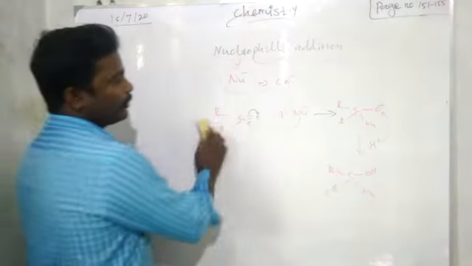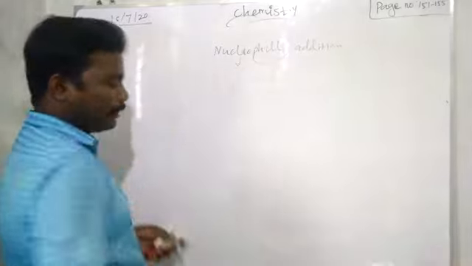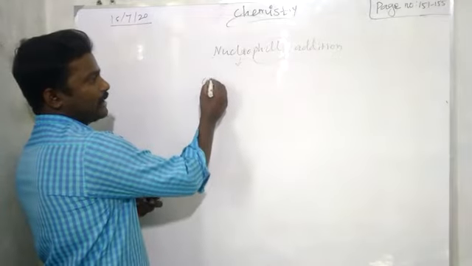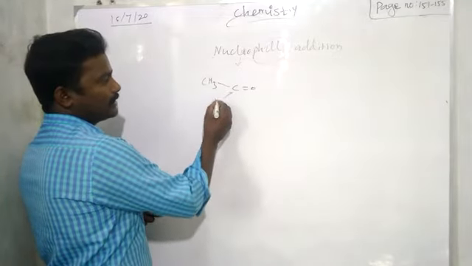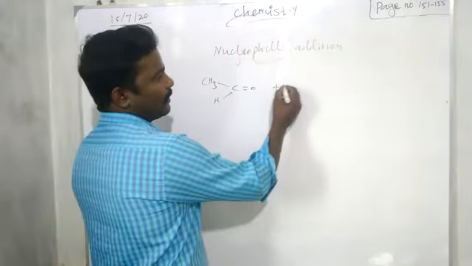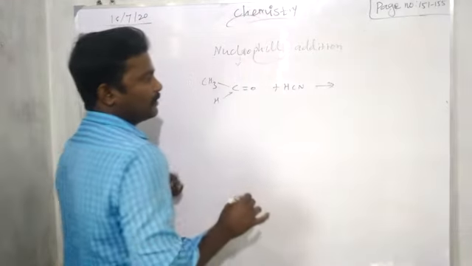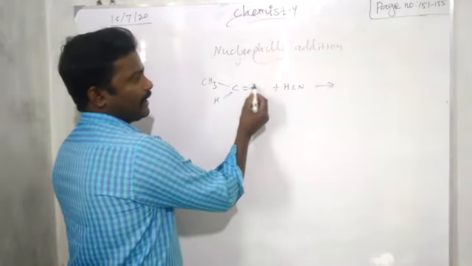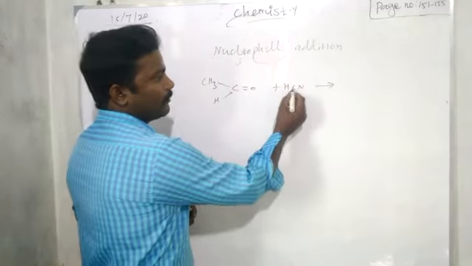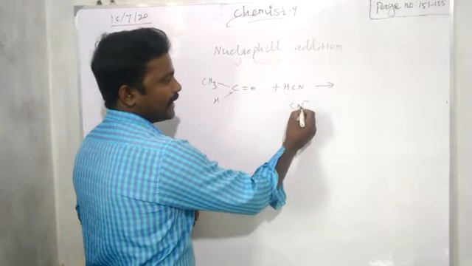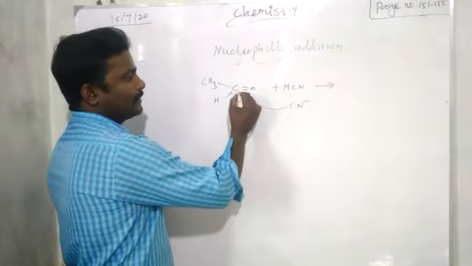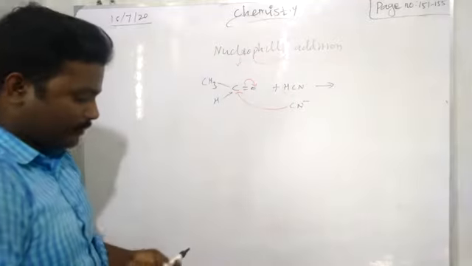The first one, we are going to take the nucleophile hydrogen cyanide, HCN, with acetaldehyde, CH3C double bond OH. The same reaction we have already seen in nucleophilic addition, plus HCN. Then what will happen? It will dissociate. From this HCN we will get cyanide, CN minus, as a nucleophile. Then it will attack this carbon, which carries the positive charge.